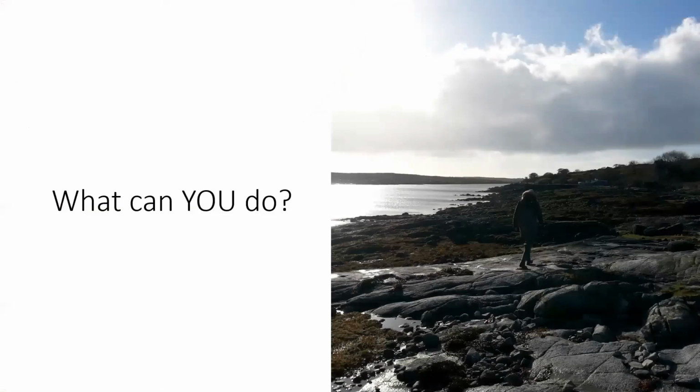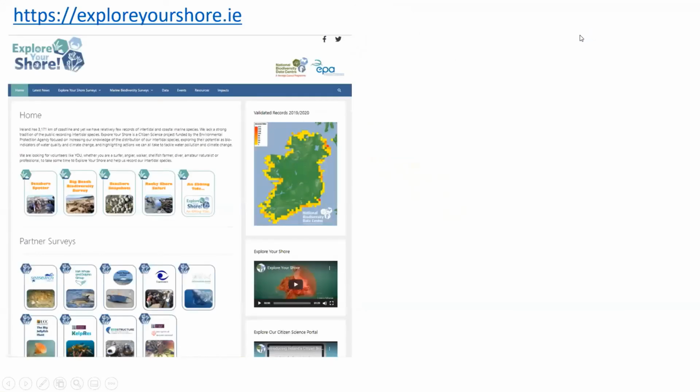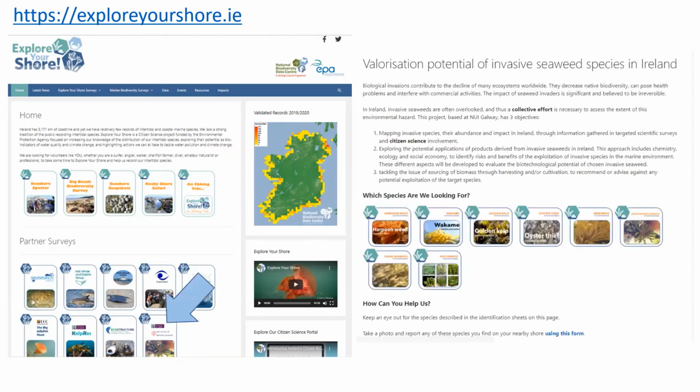So what can you do? What you can do is go to the beach and take a walk. For your participation in this project, I made a few identification sheets that can be found on the Explore Your Shore website. There, if you click on the project of valorization of invasive species, you will find some information about the project and ID guides of the invasive seaweed that we are after.